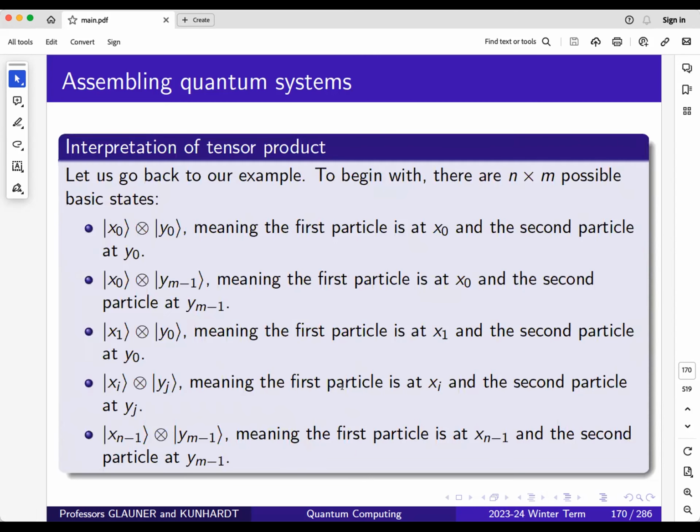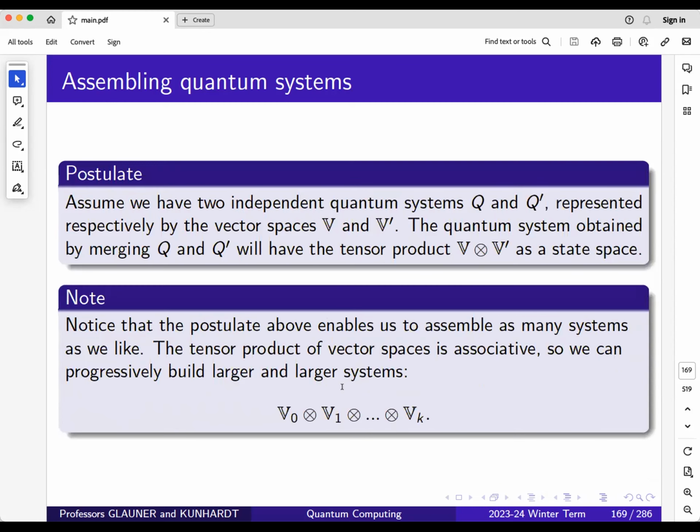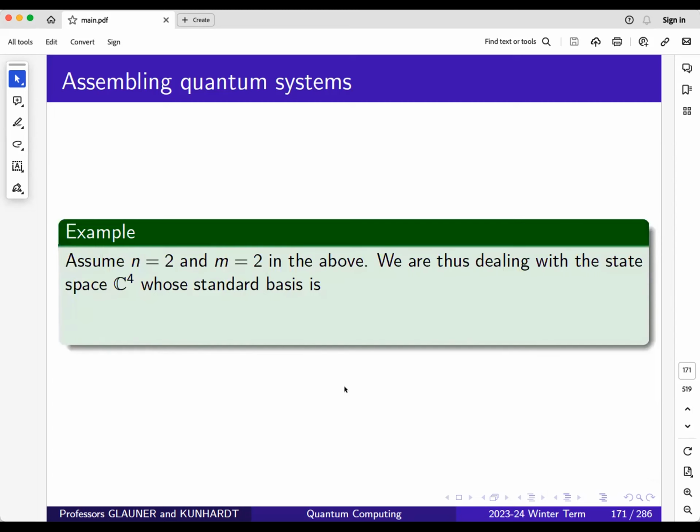I'm just checking if this one can be skipped. Yeah, we've seen what the tensor product looks like before, and it's important to always put these components to the left.